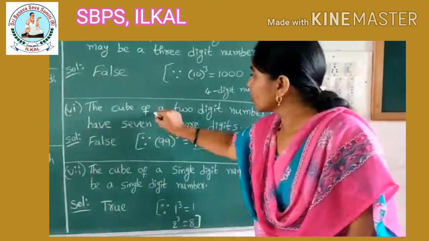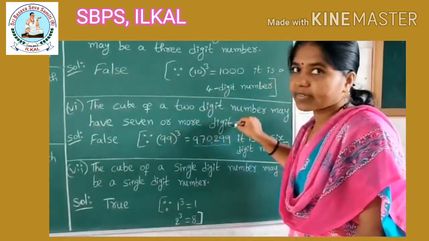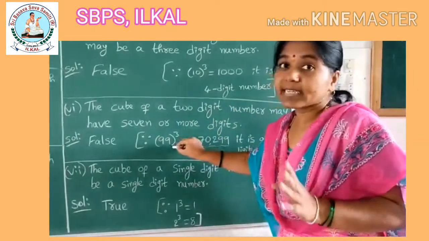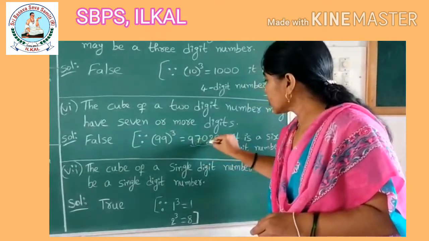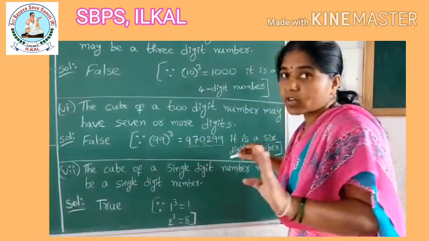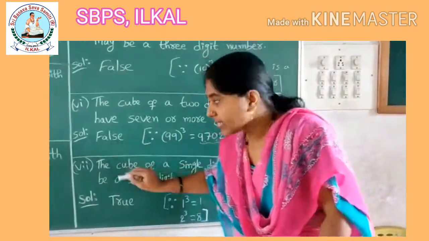Next one, the cube of a 2-digit number may have 7 or more digits, they given. Cube of a 2-digit number. Children, I have considered the greatest 2-digit number, 99 cube. 9,70,299 we got. It is a 6-digit number. It is not 7 or more than that. Okay. Therefore, the given statement is false.